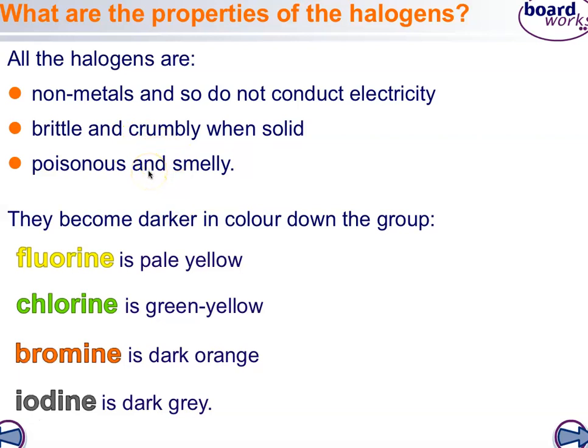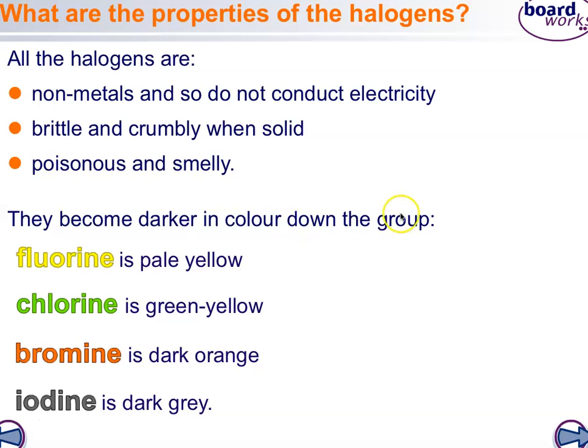Now, in terms of color, they become darker going down the group. Therefore, fluorine is pale yellow, chlorine is green yellow, bromine is dark orange, and iodine is dark gray. So their color gets darker as you go down the group. Again, they are non-metals and so do not conduct electricity. They are brittle and crumble when solid, poisonous and smelly.